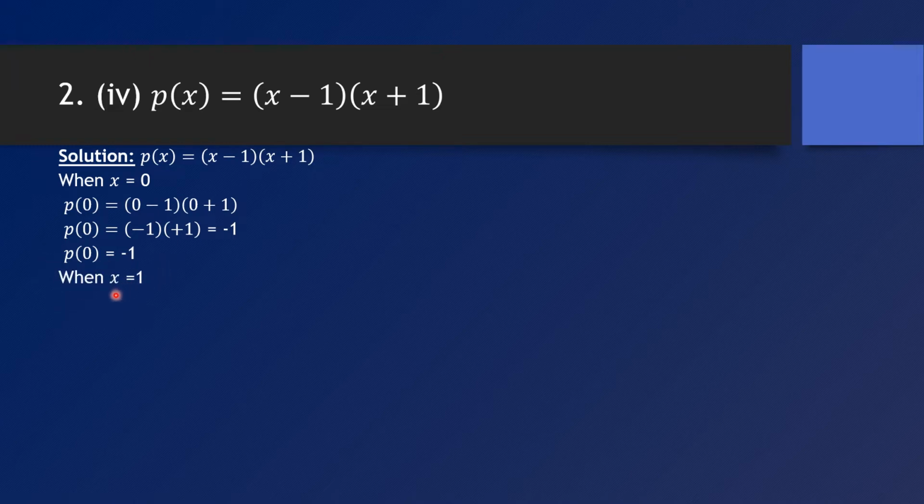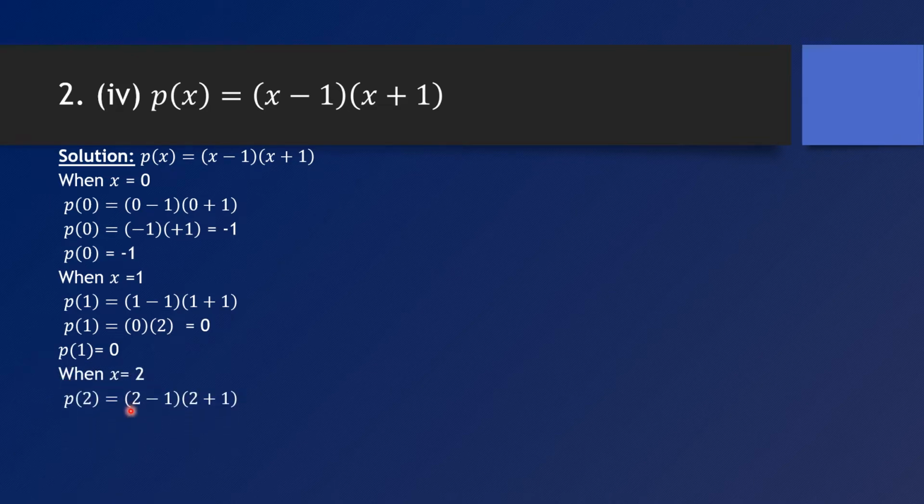Next case is x is equal to 1. So we'll take the polynomial and put x is equal to 1 whenever we find x. P of 1 is equal to 1 minus 1 into 1 plus 1. That will be equal to 0 into 2, which is equal to 0. Now let's put x is equal to 2. So on putting x is equal to 2, it will be 2 minus 1 into 2 plus 1. That will be equal to 3. So the answer for all these cases will be p of 0 is equal to minus 1, p of 1 will be equal to 0, and p of 2 will be equal to 3.